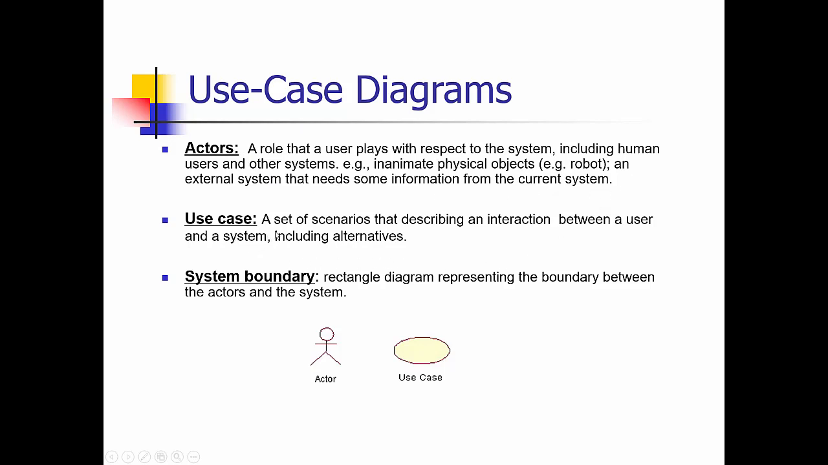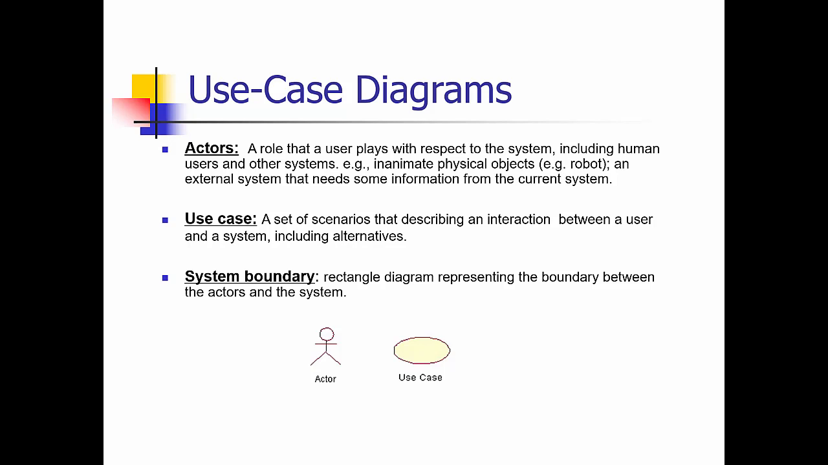Now, the use case is the set of all scenarios describing an interaction between the user and a system, including alternative scenarios. The system boundary is the rectangle, then that represents the boundary between the actors and the system. Use case diagrams are considered for high-level requirement analysis of a system. When the requirements of a system are analyzed, the functionalities are captured in use cases. So use cases are nothing more than the system functionalities written in an organized manner.